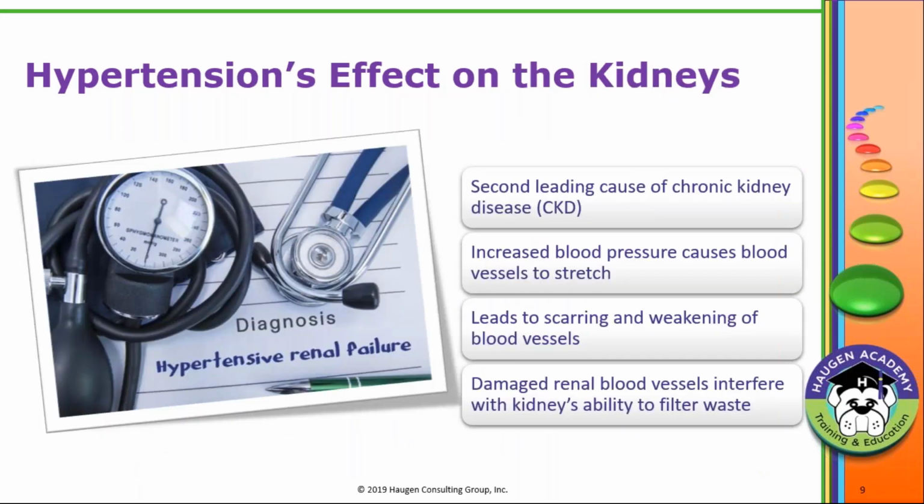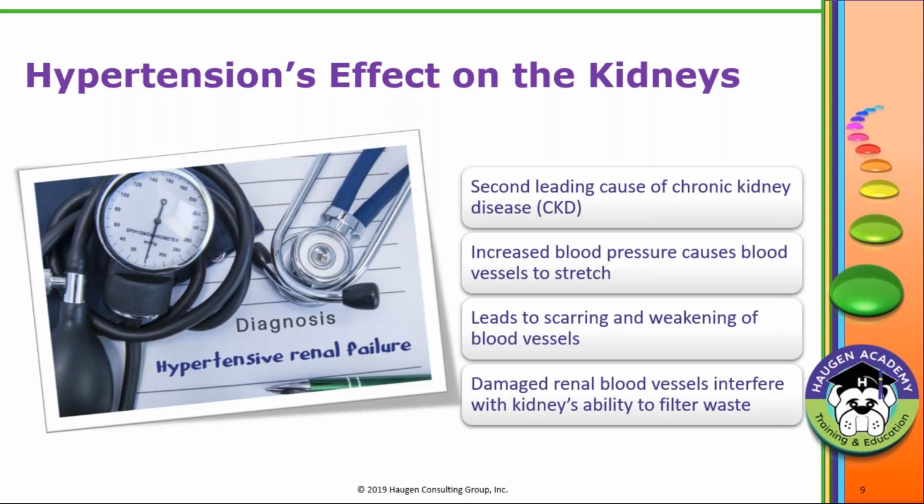So the next condition we'll talk about is hypertension's effect on the kidneys. And hypertension is the second leading cause of chronic kidney disease. I know you're dying to know what the first is, but I bet you already know it. It's diabetes.